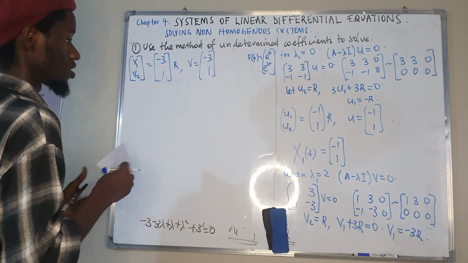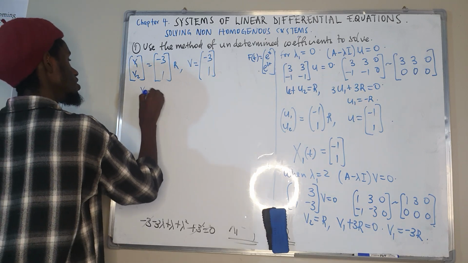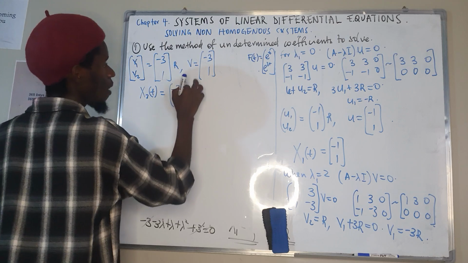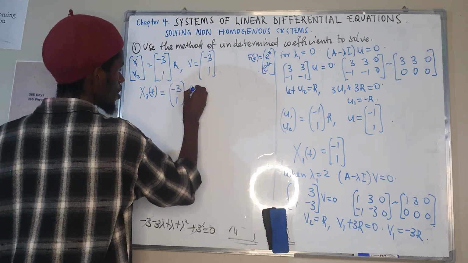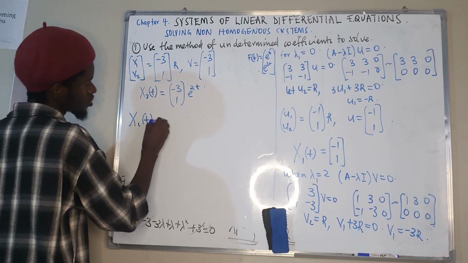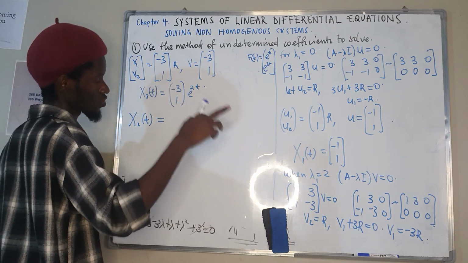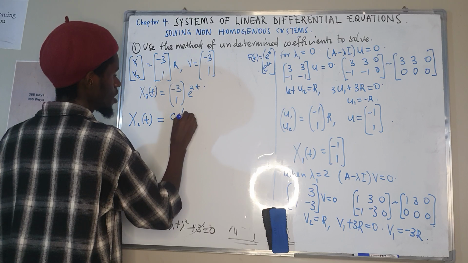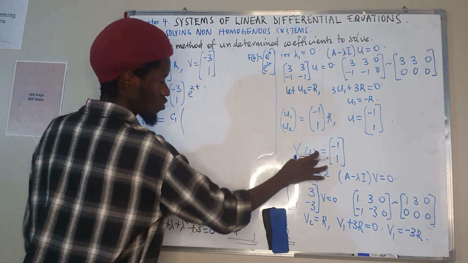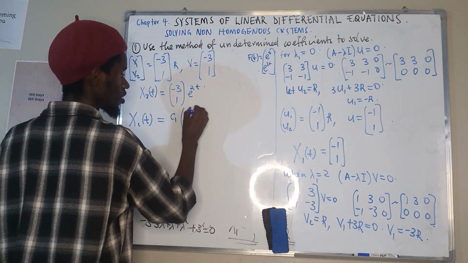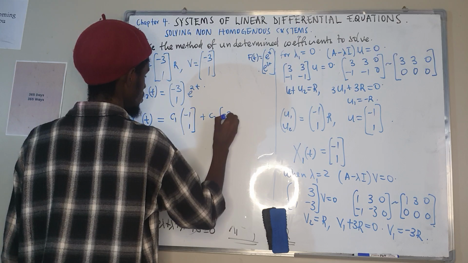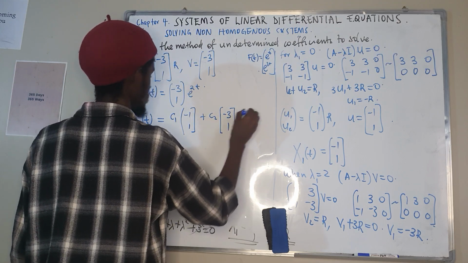Therefore, my second solution is going to be x2(t), the same as having v, which is negative 3, 1, times e^(2t), since my lambda is 2. Therefore, my complementary solution x_c equals c1 x1 plus c2 x2. There, c1 x1, x1 is the one we got here, negative 1, 1. Then plus c2 x2. What is x2? x2 is negative 3, 1, e^(2t), as my x_c.